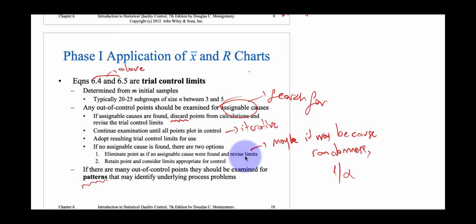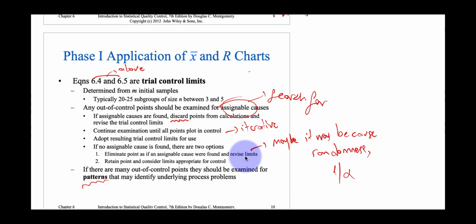Okay, so the second option can be that we retain this point and consider the limits appropriate for control. So we are not going to discard the point. We are going to count this point in the calculation as well.